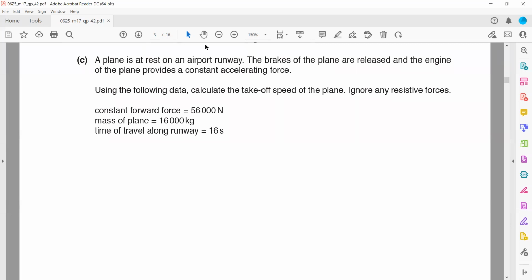A plane is at rest on an airport. The brakes of the plane are released and the engine of the plane provides a constant accelerating force. Use the data to calculate the takeoff speed, ignoring any effect of resistive force. We have the resultant constant force, the mass, and the time. First we use the formula F equals ma. Force is mass multiplied by acceleration, so acceleration is force divided by mass.